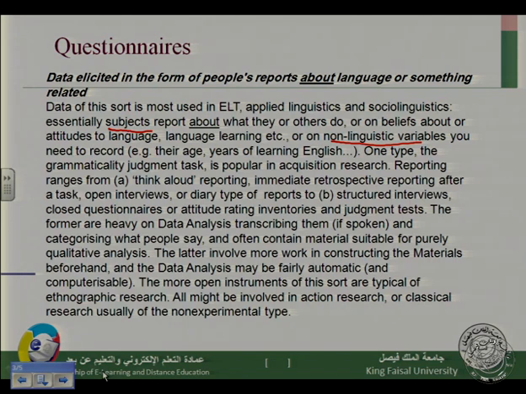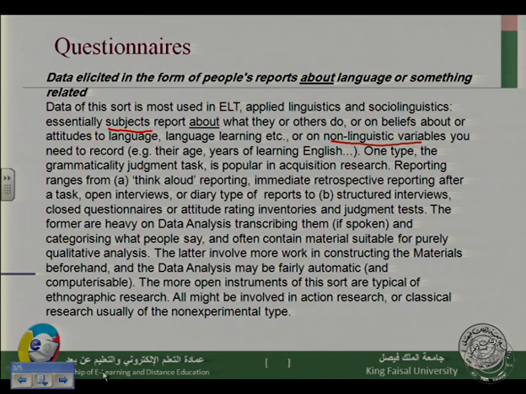Maybe you would find females favoring, saying yes to computers more than the males, or younger people saying yes as against older people. Why? Because young people, they like to use computers, but old people, maybe they have different attitudes towards computers. So it's very important from the beginning to record some of these non-linguistic variables to help you later.